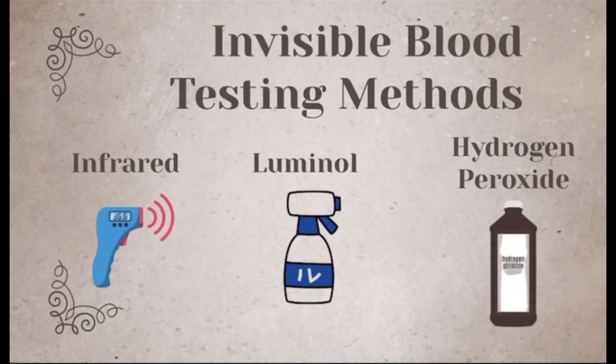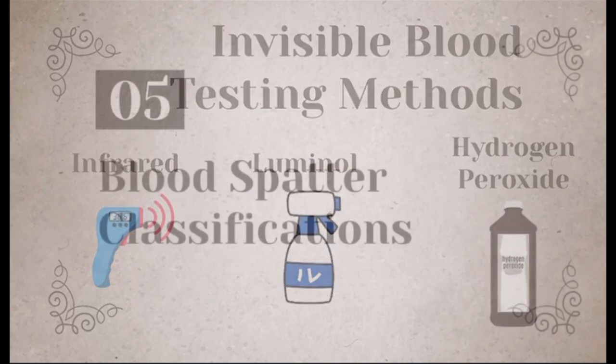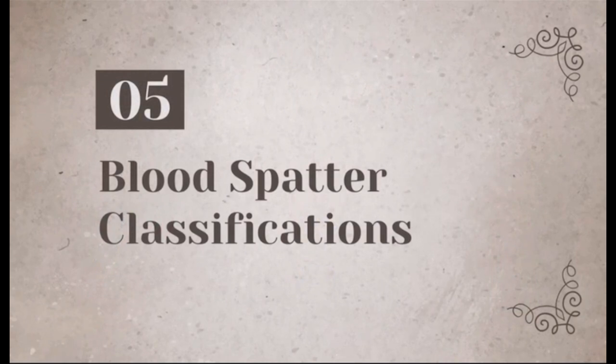However, like with visible blood detection, it's important to note that false positives can occur if other substances with catalase are present. Invisible blood detections like infrared, luminol, and hydrogen peroxide provide investigators with essential tools to uncover hidden evidence. While each method has its strengths, they must be used in conjunction with other tests to confirm the results and ensure accuracy. Now that we've covered how blood can be detected, let's move on to an essential aspect of blood spatter analysis, blood spatter classifications.